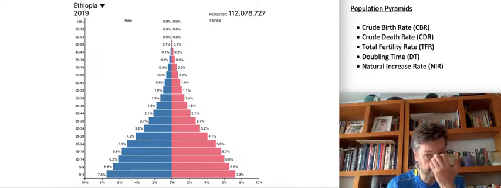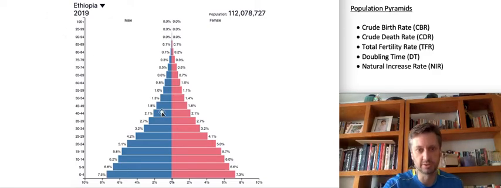Okay, this is a population pyramid for Ethiopia, which obviously you know is an LEDC, quite a poor country. Before we go into the specifics of Ethiopia, I'll just say a few things about what a population pyramid can show in general, regardless of which country you're looking at.